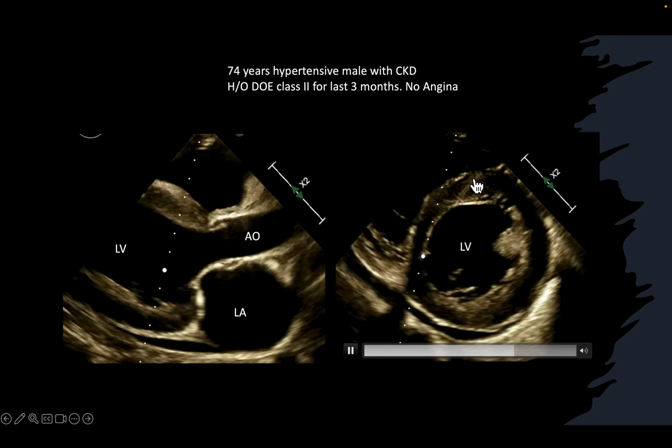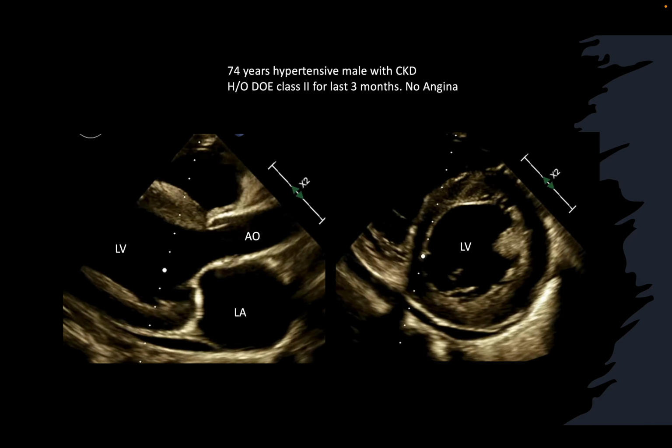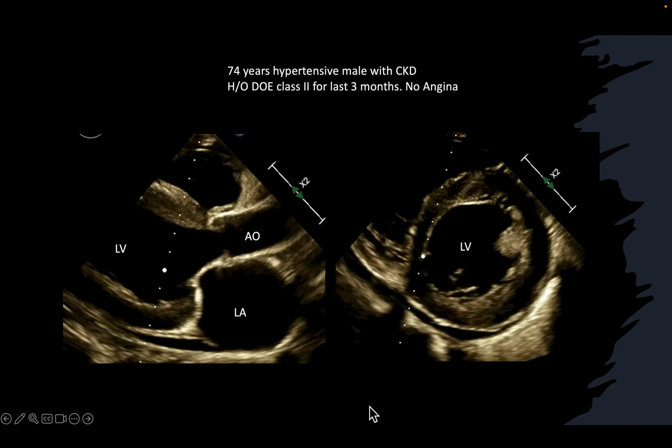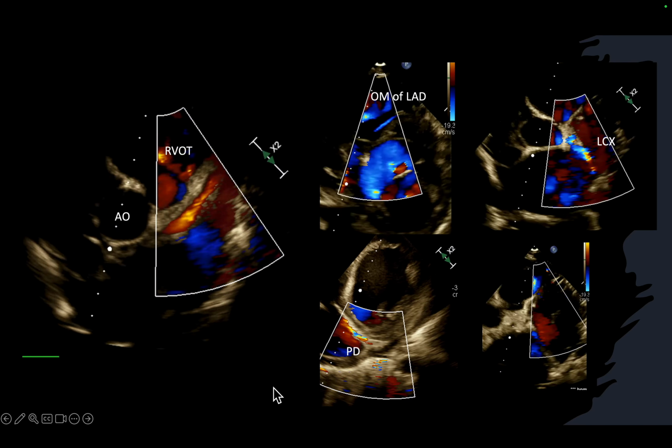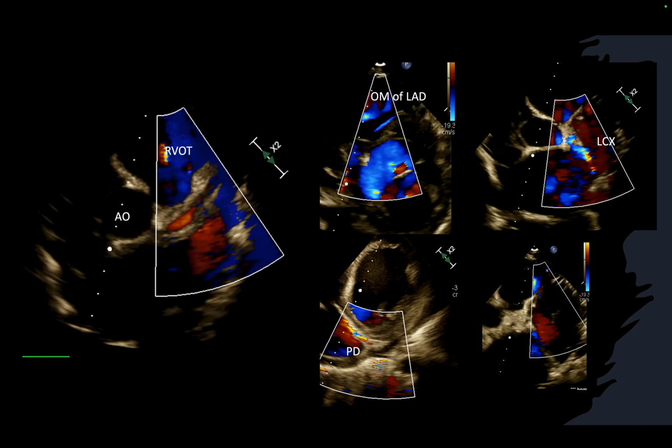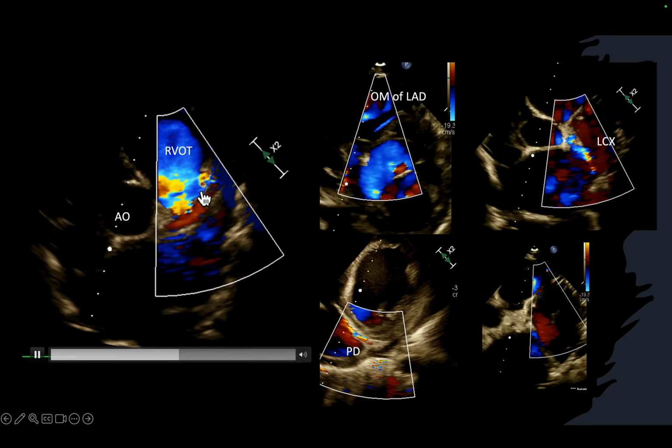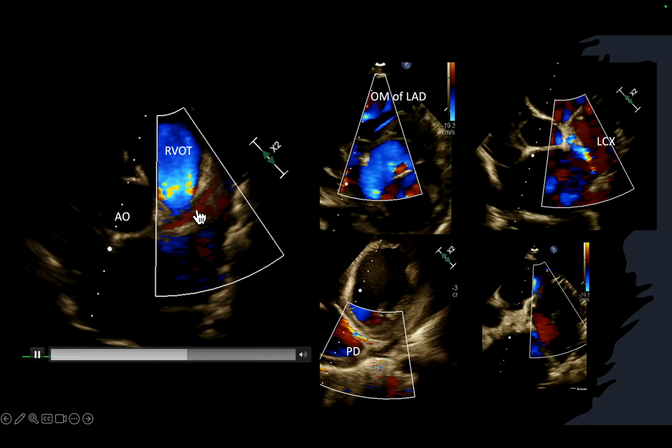The ejection fraction was close to 20% in this patient, and there is a mild pericardial effusion present in the posterior aspect. But once we looked at the coronary artery, which as a habit we do in the majority of patients, do you see the dilatation of the left coronary artery here? The left coronary artery is dilated.